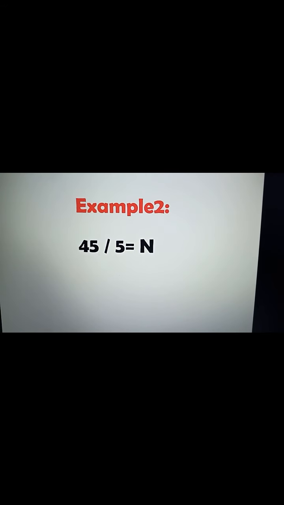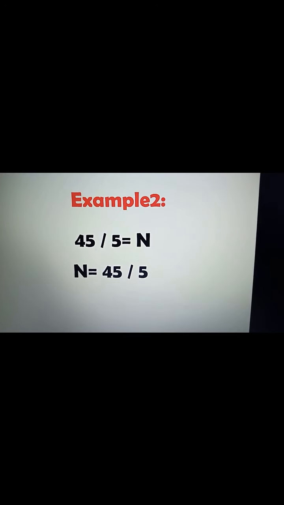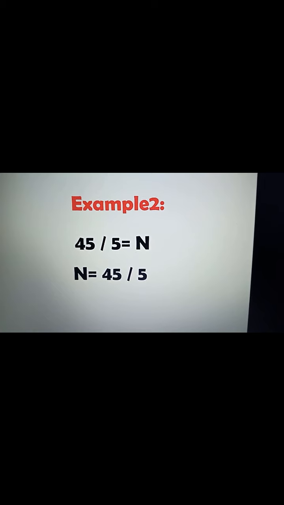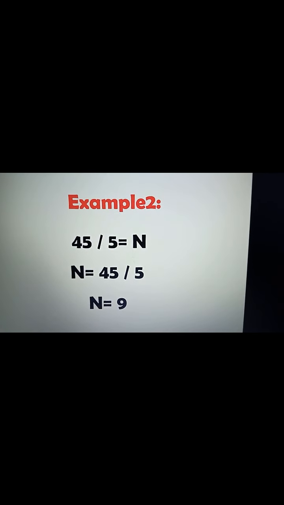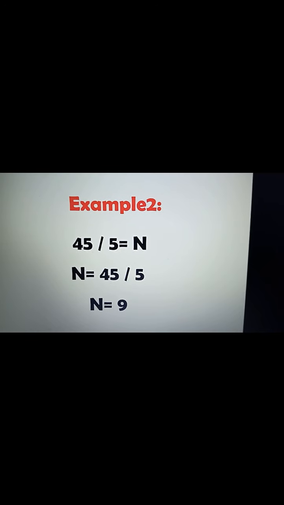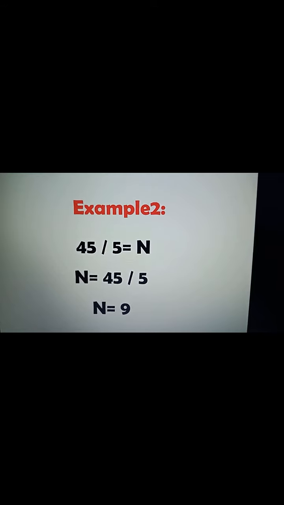The absolute value of 45 and 5 is 45 and 5. Copy the sign. To find the quotient, just divide the two numbers. 45 divided by 5, the answer is 9, or positive 9, because they have the same sign. The result is always positive.